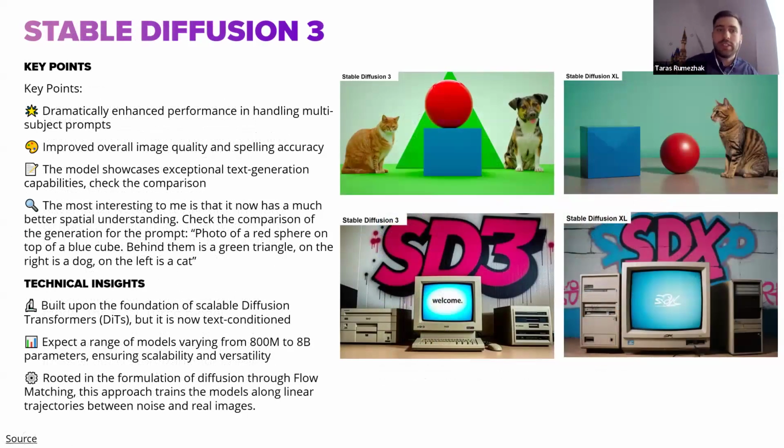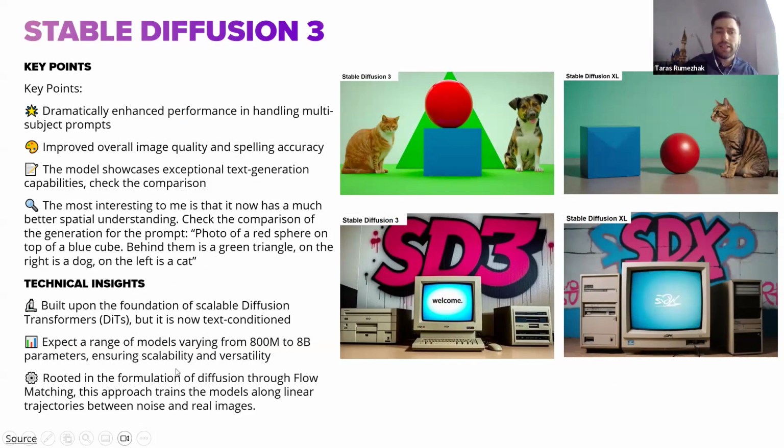Stable Diffusion 3. As well, we don't know all of the details, but the idea is that it has better performance in handling multiple objects and understanding spatial features. For example, if I describe, I want a dog on the right and a cat on the left, and I want a red ball on top of the blue cube, and behind them is a triangle, Stable Diffusion XL will fail with it, but Stable Diffusion 3 will work with this. As well, better text understanding.